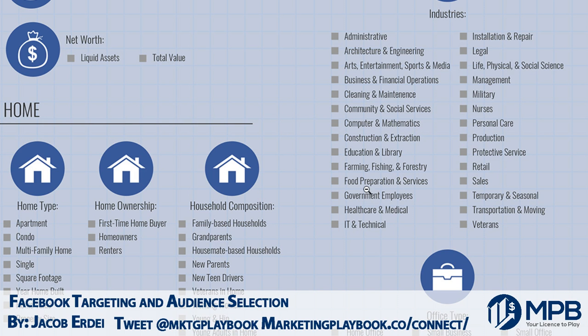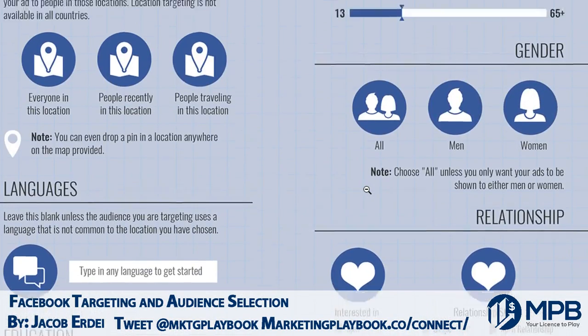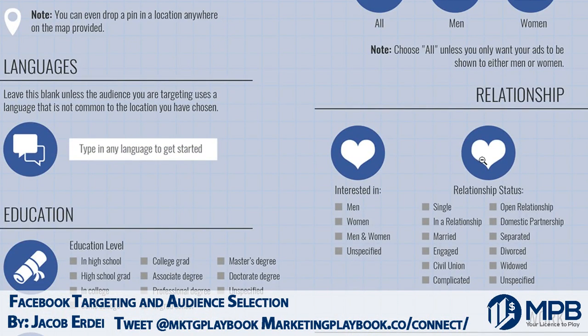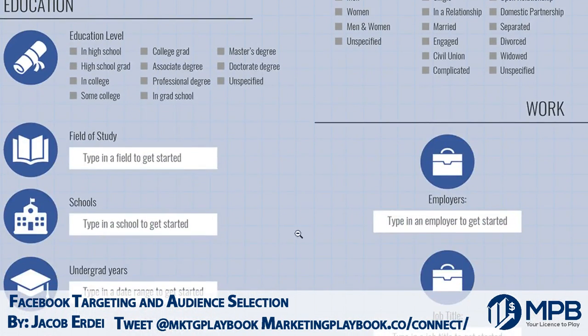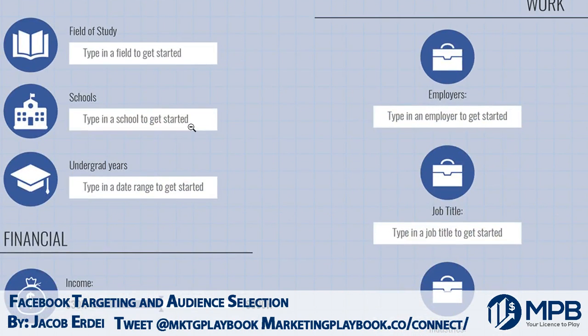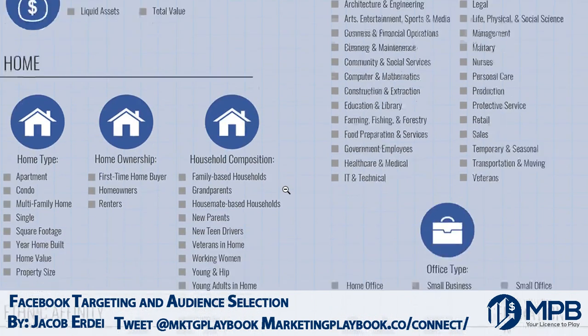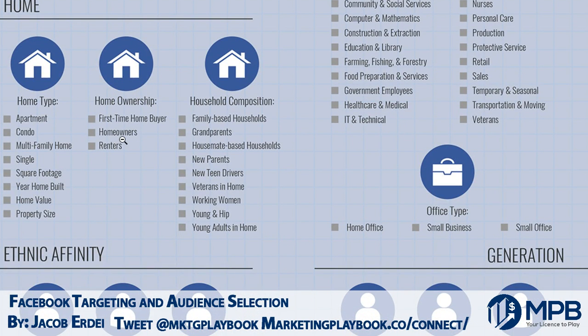Fantastic. I talked about this a little last week too, and these are all the targeting options that you have: gender, relationship status, education level, field of study, schools, and a plethora of industries if you want to target by industry, household, homeowners, whether renters or not. If you're a real estate agent, maybe you want to target renters who have an income of over $50,000, who are married, who have 3+ kids. Well, on Facebook you can do that, and limit it to just your city.